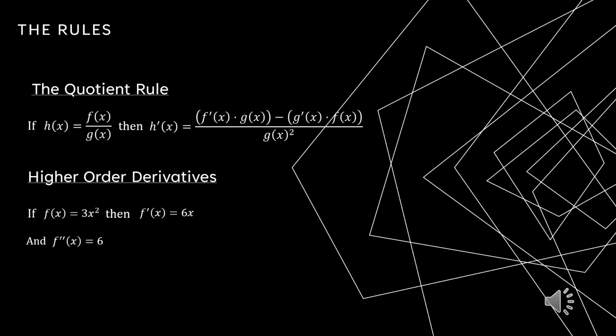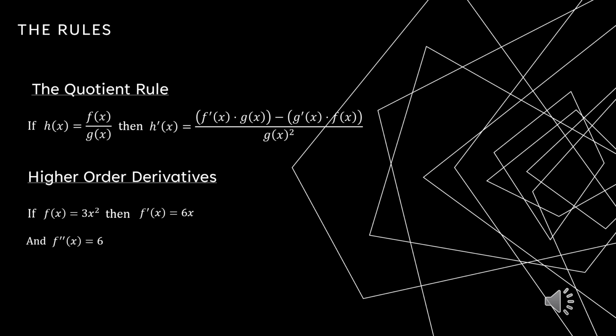We then come to the quotient rule. This is similar to the product rule with some slight differences. Similarly, you'll calculate left d times right and right d times left. However, you'll subtract the first from the second. And the other difference here is that you divide this equation by the function that is the denominator squared. And finally, we now come to higher order derivatives. Higher order derivatives are when you take the derivative of a derivative.